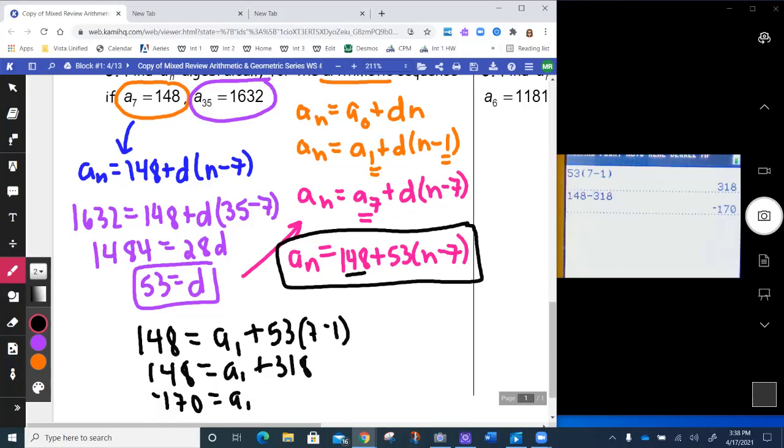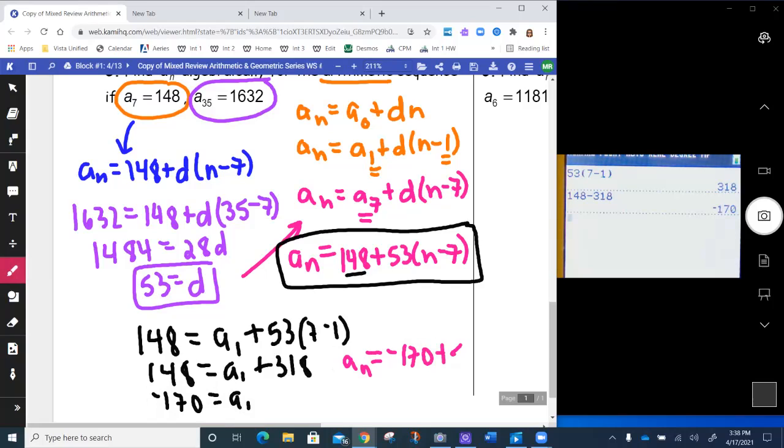So if you want to use your a sub n equation, just like the one I just wrote above in pink and circled in black, you can use your new a sub 1, which is negative 170.